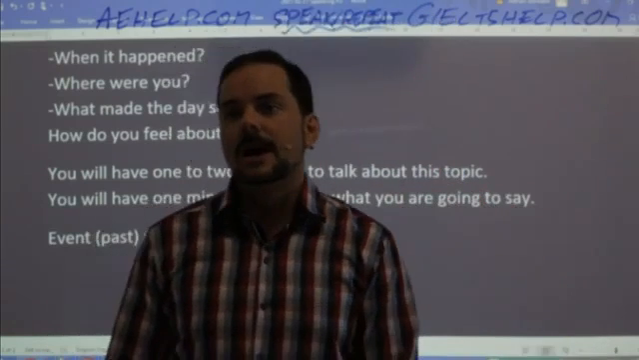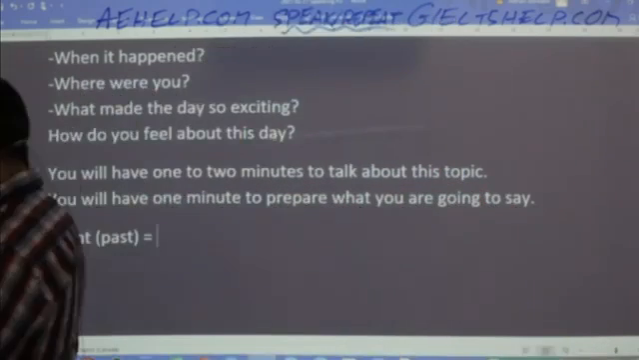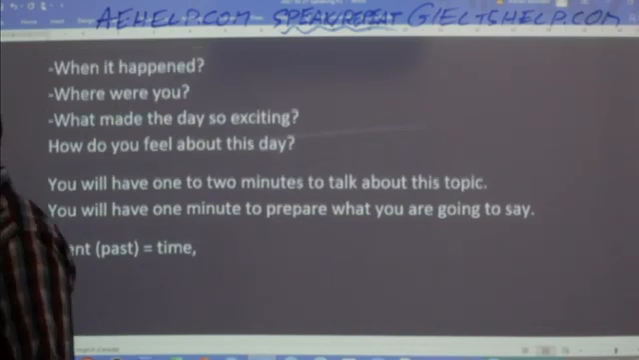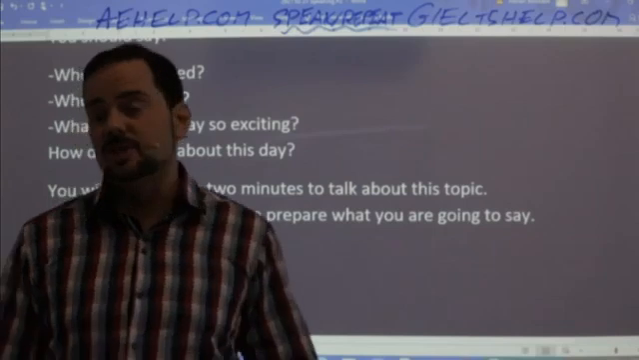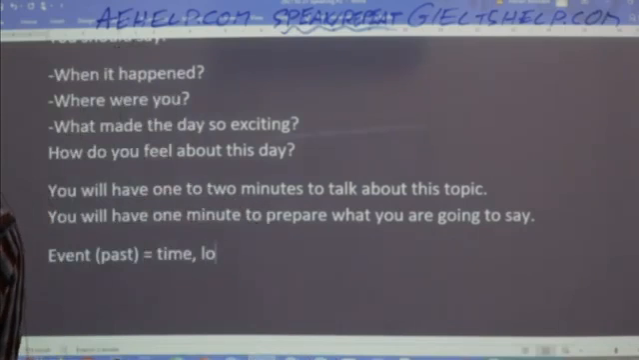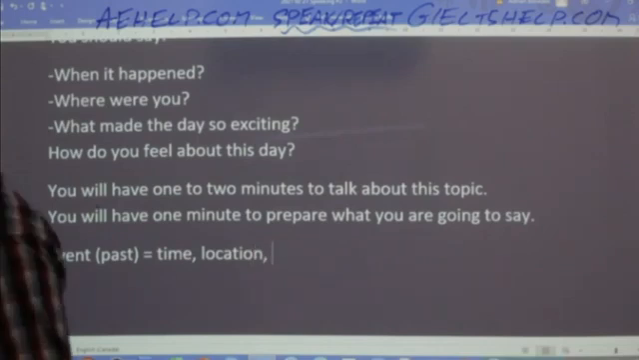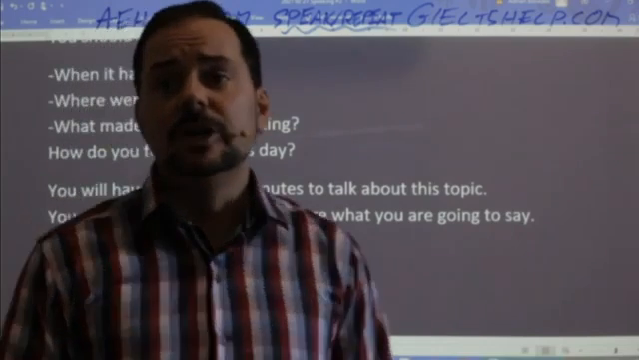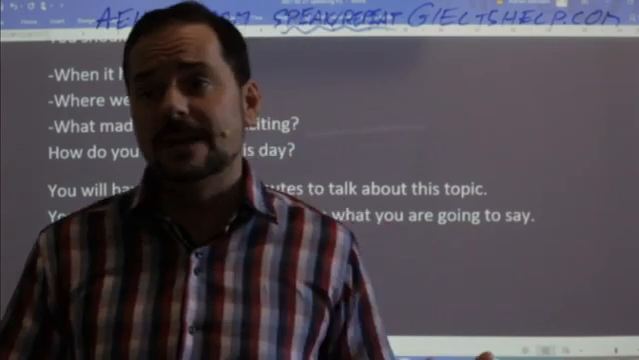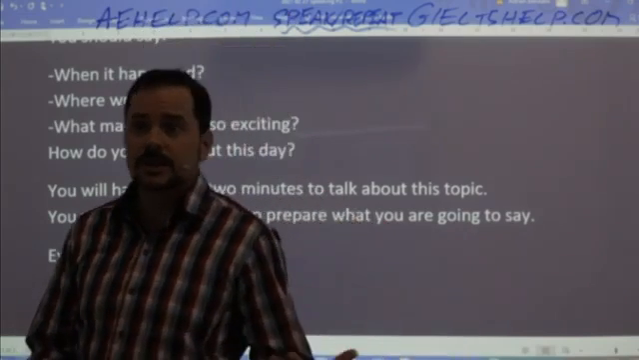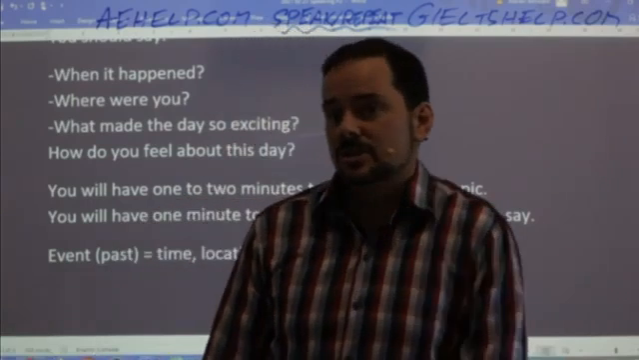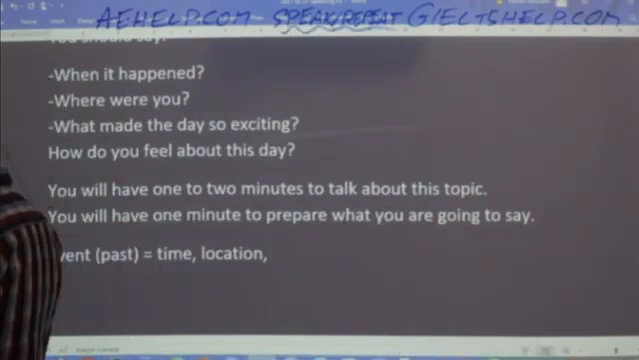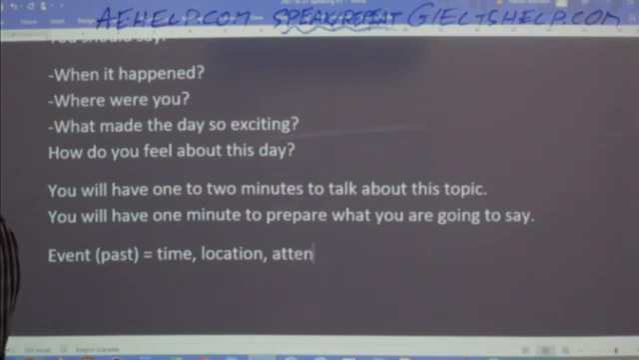Chabi says time for sure, and the question's asking when it happened. So time is clear. Location, absolutely. So time, location. Yeah, that's what you need to think of. Very good, Janil. So attendees, who was at this event? Obviously, you were there. Who else was there? Your parents, your brothers, cousins, friends, teachers, students. Who was there? So time, location, attendees.